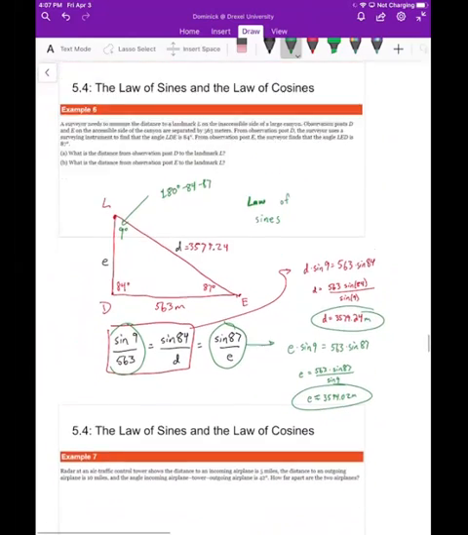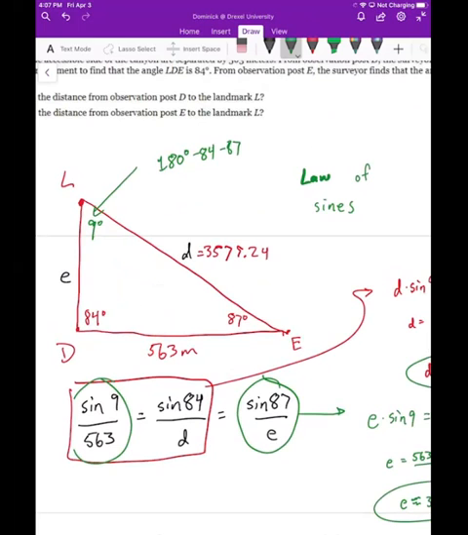So in that case, we wanted to use the law of sines because we knew two angles and a side.